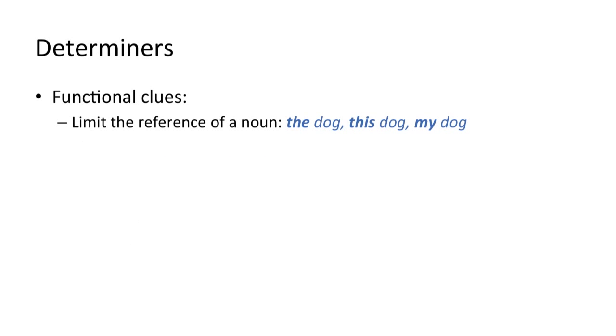Determiners. Determiners are usually quite short words which go in front of a noun. From a functional perspective, we can say that they limit the reference of a noun. If I just say dog, that could mean any dog. But if I say the dog, or this dog, or my dog, that narrows it down to a specific dog.